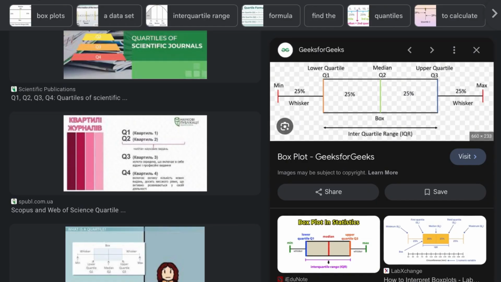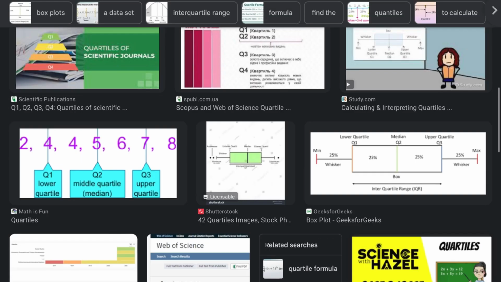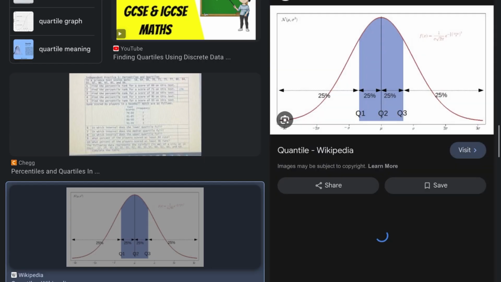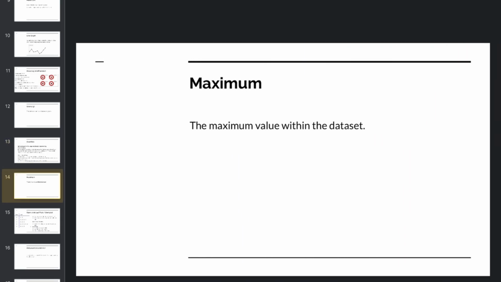Here's an example of some quartiles. This is another example of quartiles. Quartiles can also look like this. The data. Maximum: the maximum value within the data set.